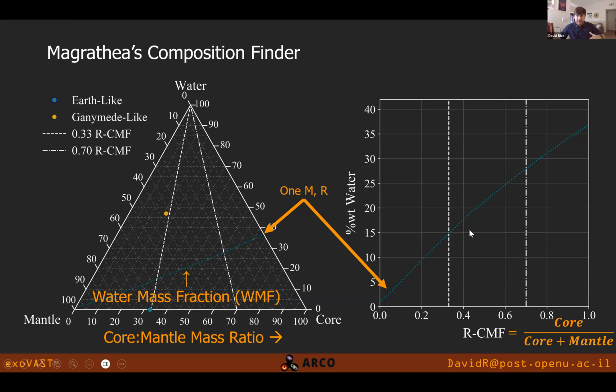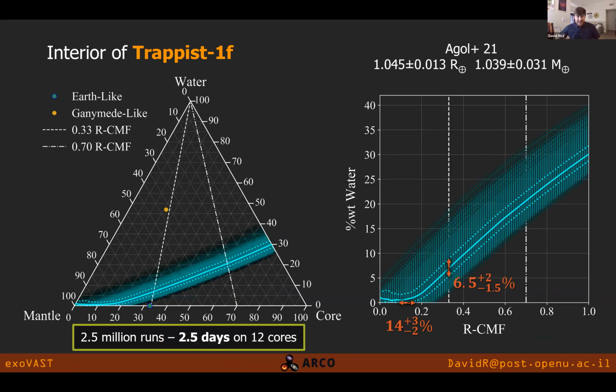You need more water to make up that radii to still match that mass and radii that you've measured. So my work is focused right now on TRAPPIST-1F. This is what happens if you take now 5,000 measurements of mass and radii here from AGL 21. TRAPPIST-1F is this amazing 1 Earth radii, 1 Earth mass planet.